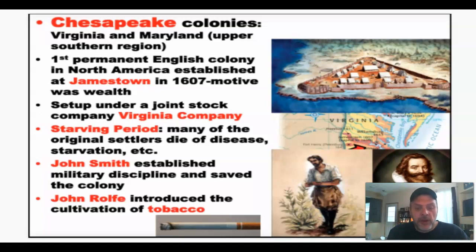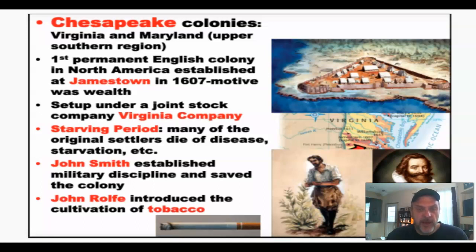The first year or two, many people died of starvation. It was known as the starving period. The winters were very harsh. Many of the original settlers died of disease of some kind, and like I said, starvation. And many, of course, ran into conflict with American Indian tribes in the region. The leader or the head of the colony, you probably have heard of him, was Captain John Smith. Eventually, to save the colony, he established what would be kind of the equivalent of a military dictatorship, if you will. But he established military discipline over the people to actually save the colony.